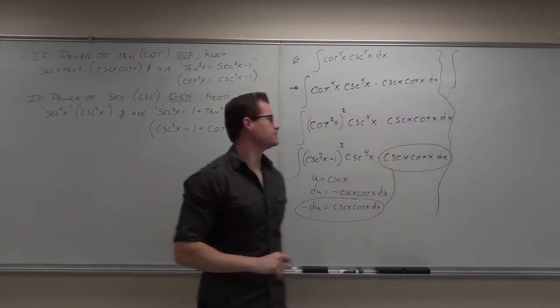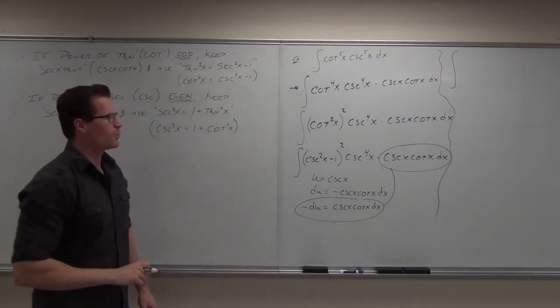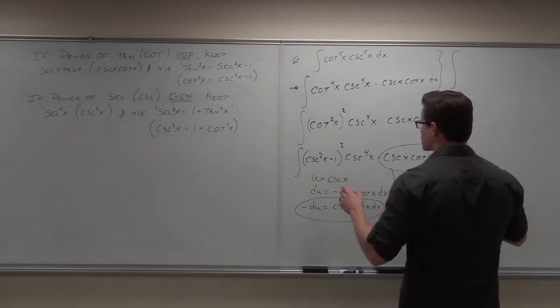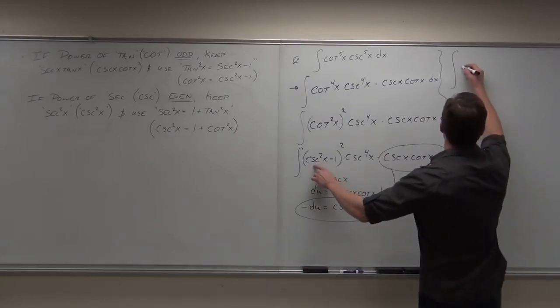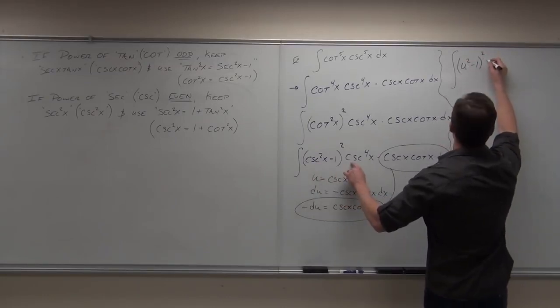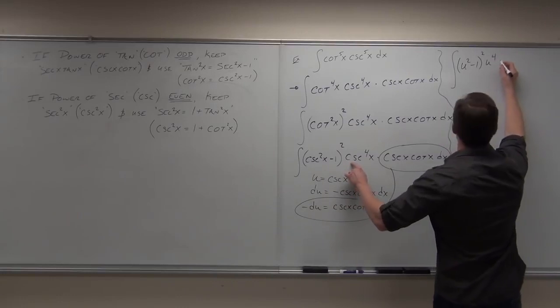I'm going to move up here. Can you please tell me what this integral will look like after I do all of this substitution? Integral of, what's this become? U squared minus 1, and? U to the fourth. Oh, good. U to the fourth. And? Negative u. Good.